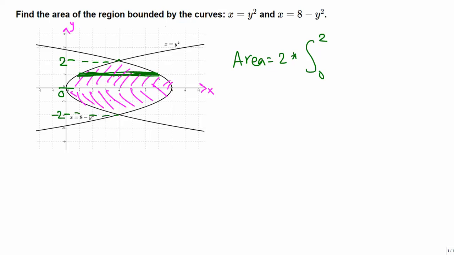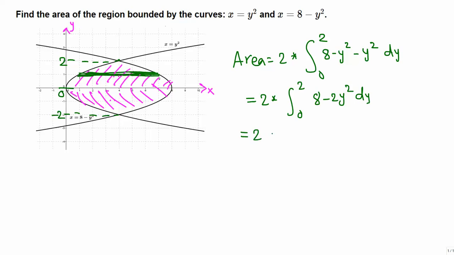Right curve, this curve opening to the left, so the right curve is 8 minus y squared, minus the left curve. The left curve is x equals y squared, so y squared, everything in terms of y. That's 2 times the integral from 0 to 2 of 8 minus y squared minus y squared. We can combine these two terms, 8 minus 2y squared dy. Let's integrate. The antiderivative of 8 is 8y, minus 2 times the antiderivative of y squared, which is y cubed over 3, and we go from 0 through 2.